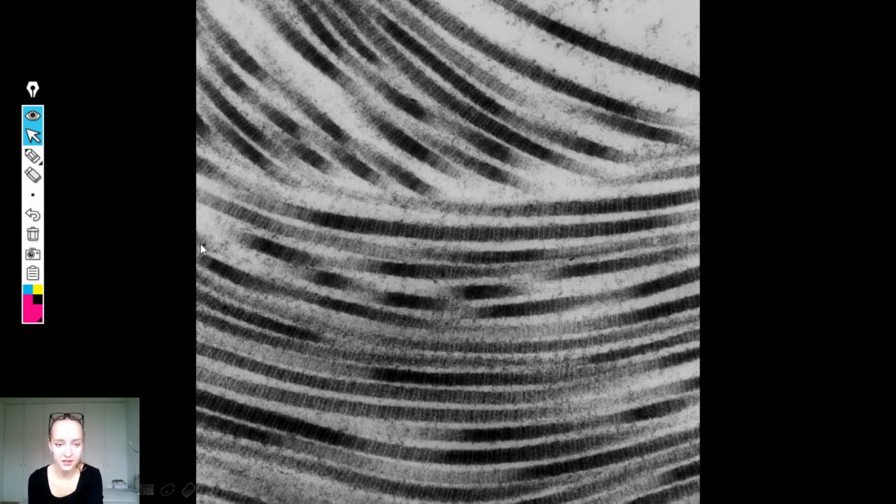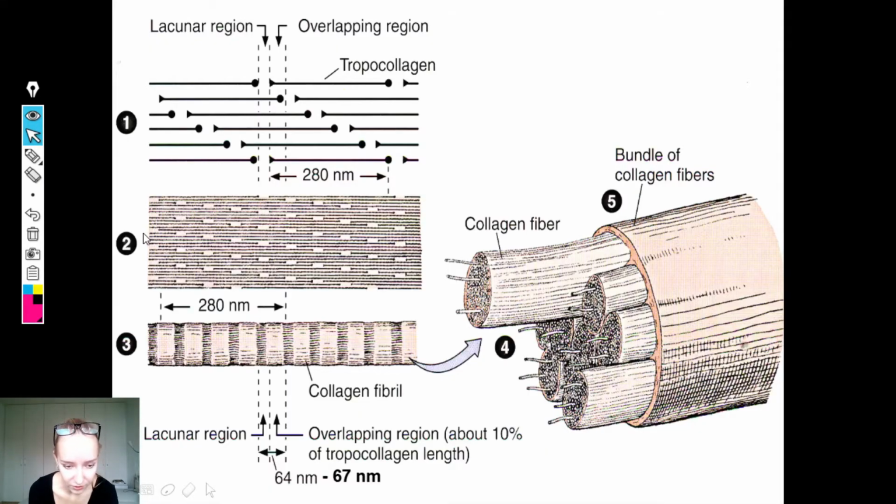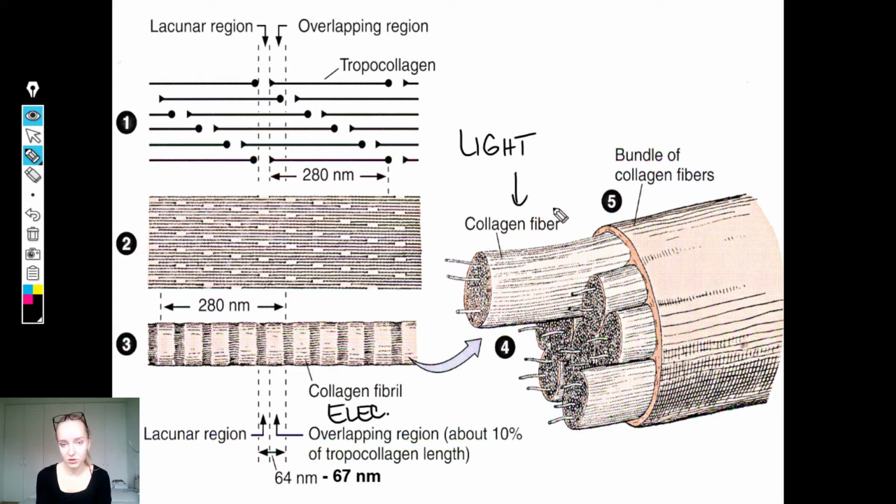And really what's happening next is that fibrils tend to aggregate further. They're creating structures called fibers. So we have protofibrils which aggregate into fibrils, and these collagen fibrils aggregate into collagen fibers. And we can see these fibers in a light microscope. We are not able to see collagen fibrils in light microscope. We can only see them in electron microscope. Fibers we can see in light microscope.